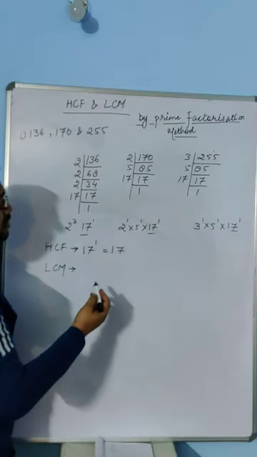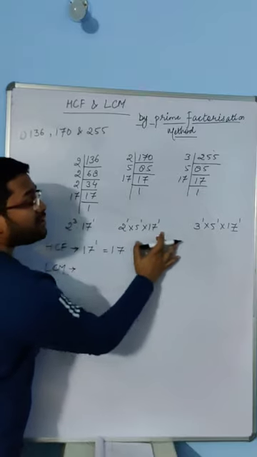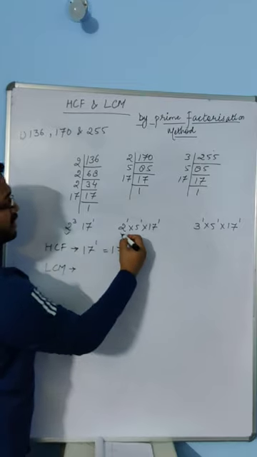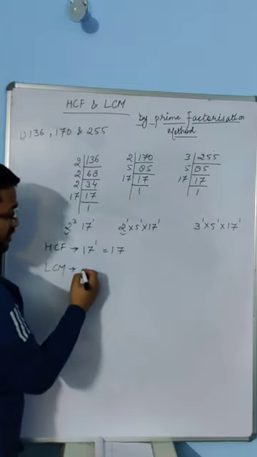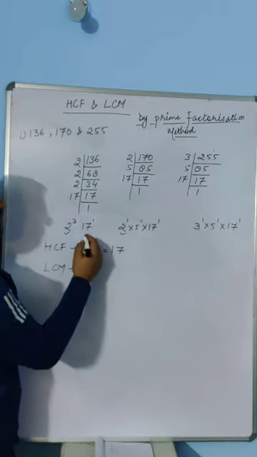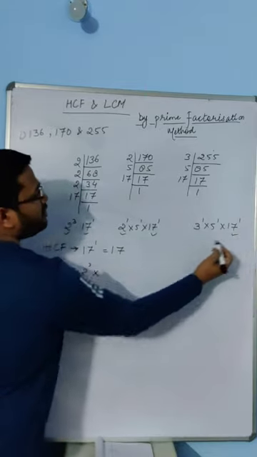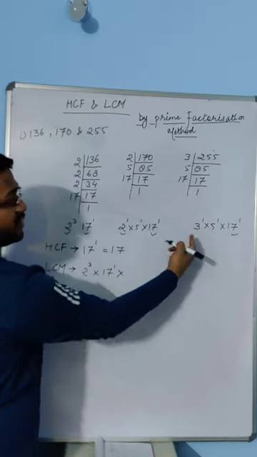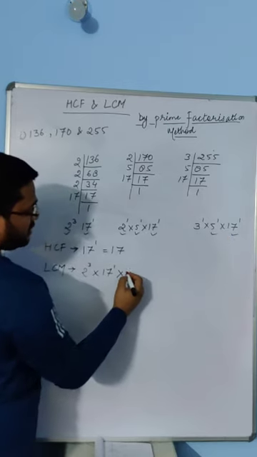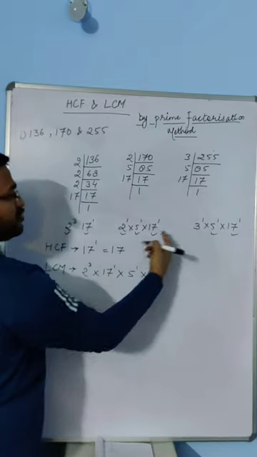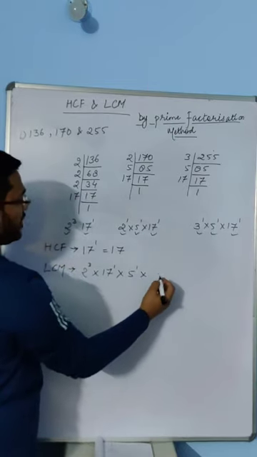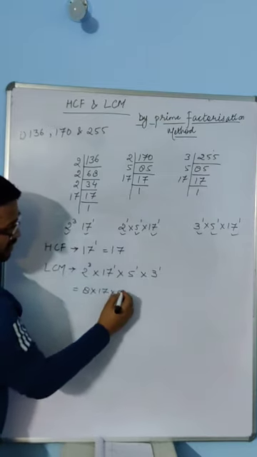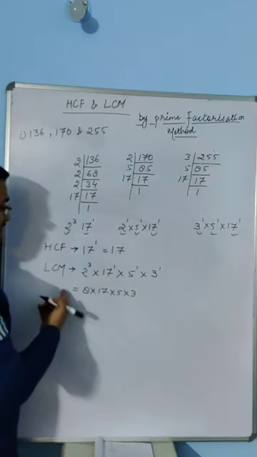So LCM, you have to choose all the factors with their maximum power. So let's start from here. 2 I have here and here, and the maximum out of this is 3. That is 2 to the power 3 into 17, I have here, here and here. That is same for all, that is maximum power is 1. Now I'll choose 5. 5 is available here also and here also, and the maximum power is 1. So 5 to the power 1 into 3, the available power is 1. So simply multiply this, 8 into 17 into 5 into 3. Multiply this, you are going to get the LCM.